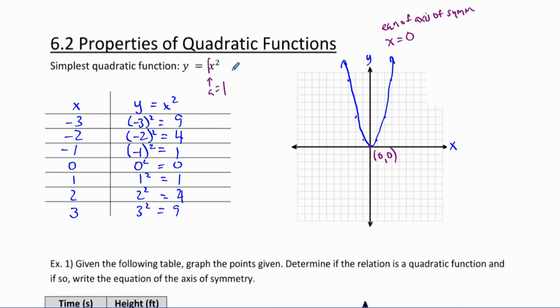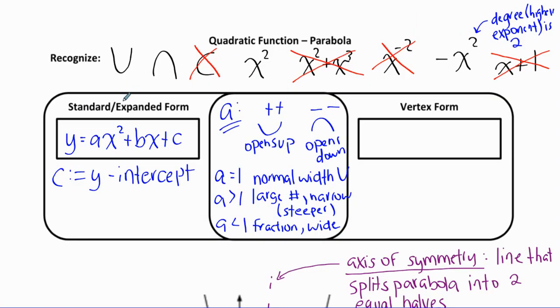So A is 1. If we were going to have this in standard form, B would be 0, and I have 0 as my y-intercept, as I can see here. So looking at standard form, A is 1, B is 0, and C is 0. Remember standard form is ax squared plus bx plus c, where A tells us how it opens, up or down, and whether it's going to be wide or skinny, and C gives us our y-intercept.